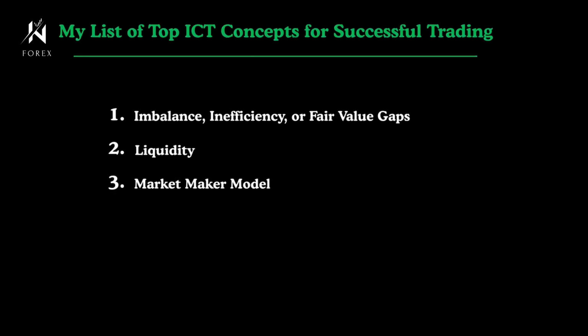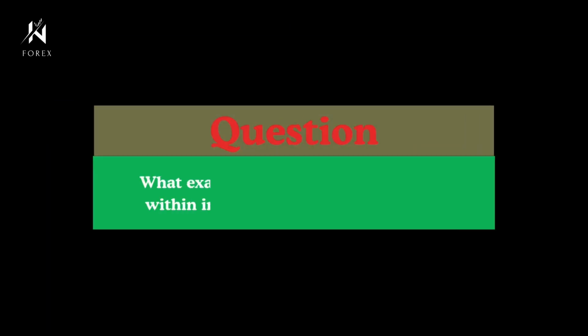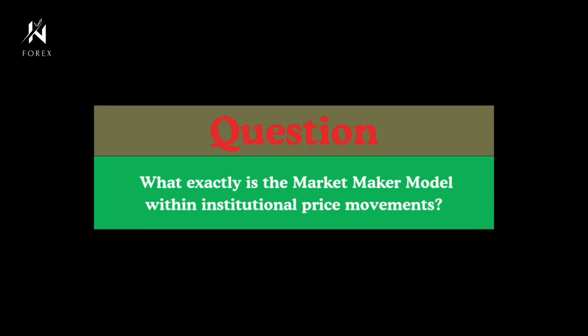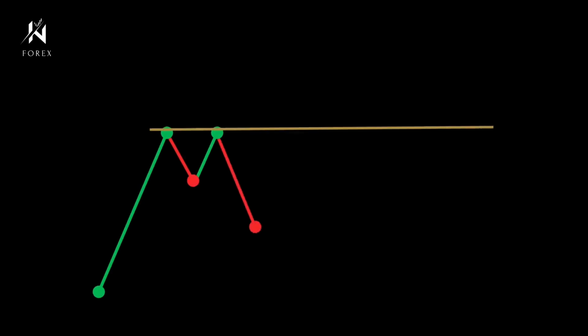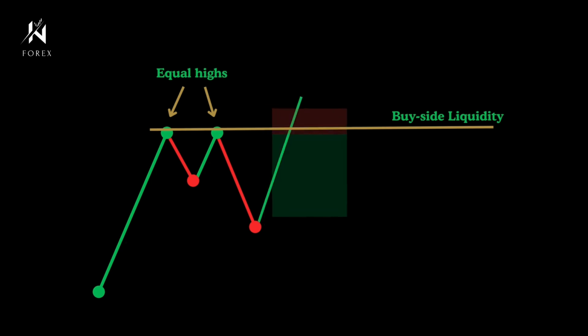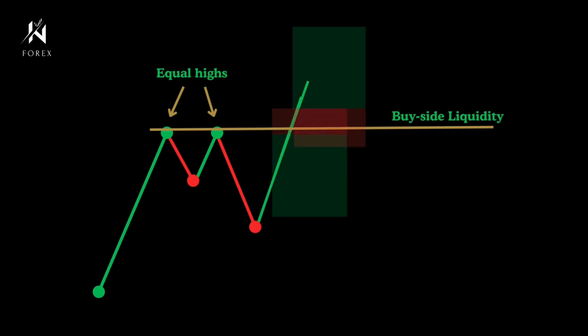The third concept is the market maker model. What exactly is the market maker model within institutional price movements? There are two main types of liquidity in the market: buy side and sell side. Buy-side liquidity exists above a high or a cluster of highs. As price nears this level, bearish traders often enter short positions or safeguard existing ones, while breakout traders may go long if price breaches this zone.